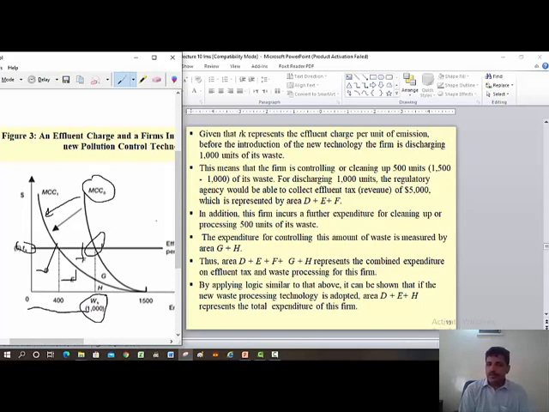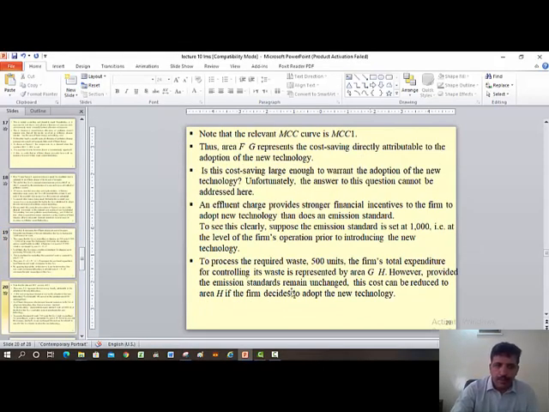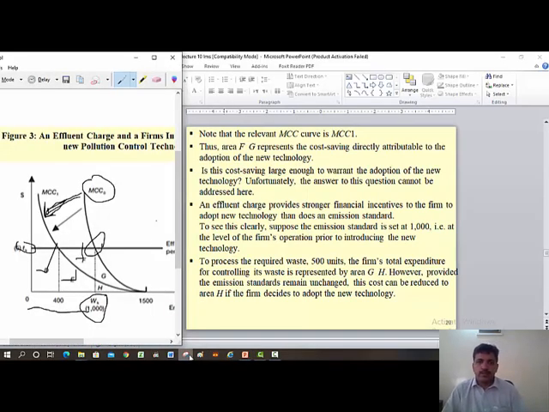By applying a logic similar to that above, it can be shown that if new process technology is adopted, area D plus E plus H represents the total expenditure of the firm. If new technology is adopted, we see the movement from MCC0 to MCC1. Then our new expenditure becomes D plus E plus H. For the area D, the firm will pay effluent charge, and E plus H is the control cost of the pollution. We see that the relevant MCC is MCC1 because, due to improved technology, it moved leftward. Now the question is: is this cost saving large enough to warrant the adoption of new technology?